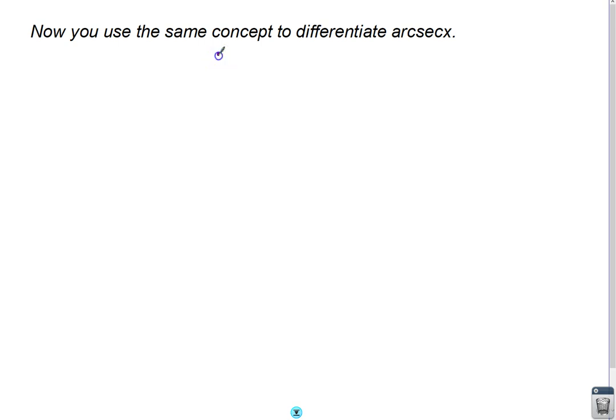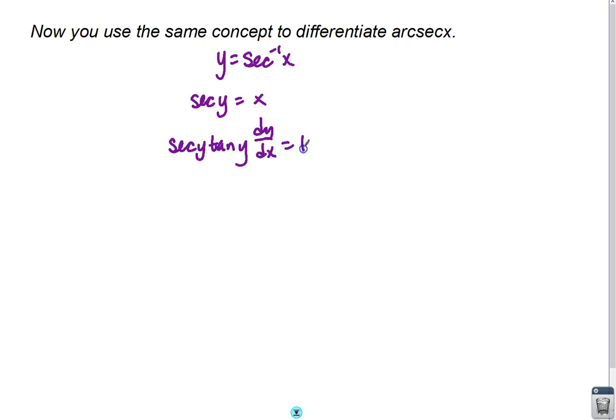So y is equal to, and again, give this a try on your own, see if you can figure it out and see if you get the same thing we do. Secant of y is equal to x. Derivative of secant is secant y tangent y dy dx is equal to 1. So that means dy dx is equal to 1 over secant y tangent y.